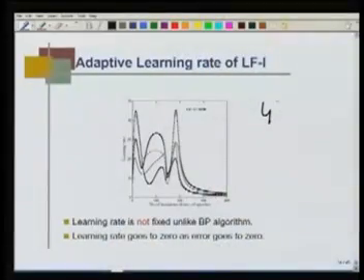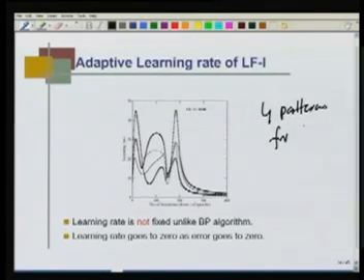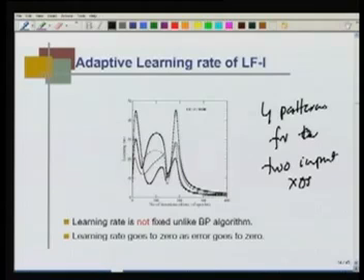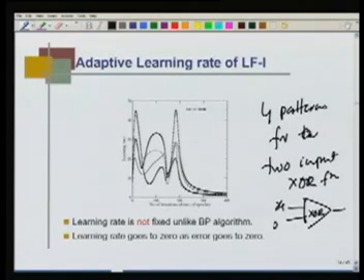4 patterns for a 2 input XOR function. So, that is I have this, okay, this is XOR, x1, x2 and y.